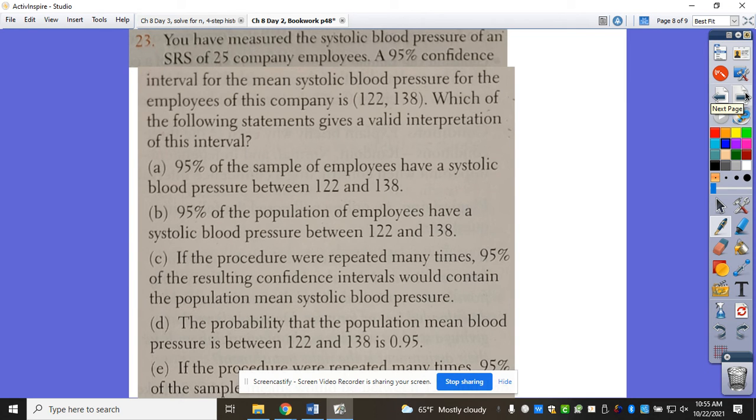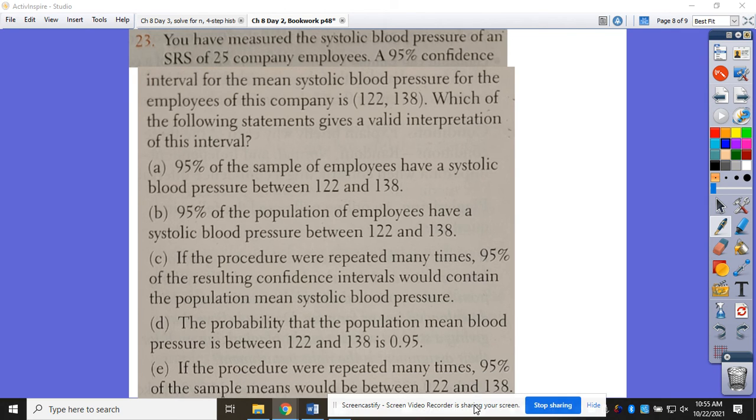All right, 23. Now this one is basically the same thing as 19 or 18. You've measured the systolic blood pressure of a simple random sample of 25 company employees. A 95% confidence interval gives us 122 to 138. Which of the following statements would be a valid interpretation? Am I directly applying? Well, this one says 90% of the sample. I'm definitely not applying 95% to the sample. This one is applying 95% to our one interval. Is that what I do?